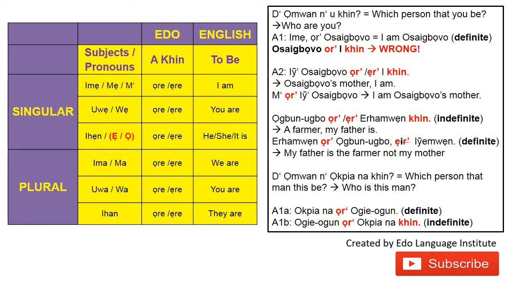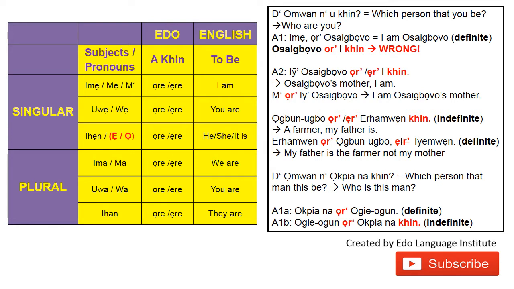So on the right side, I've provided you some examples, some sample sentences. When we look at a question like Doma nuhi, when translated one-to-one, it actually means which person that you be, okay? Which is similar to Pidgin English, if you do speak Pidgin English, the Nigerian Pidgin English, by the way. So that means who are you?